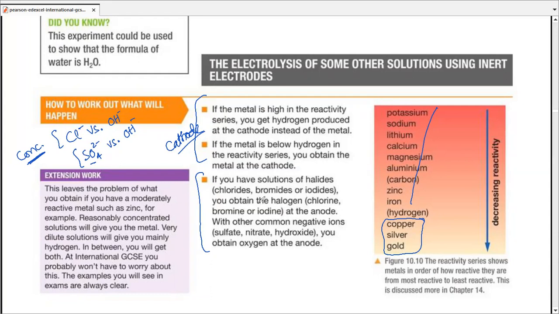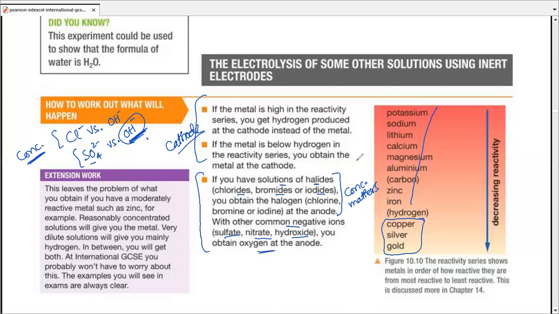So there is a hint. There is a big, great hint over here. If you're working with a solution of halides like chlorides, bromides, or iodides, concentration matters. If it's a concentrated solution, for chlorides you're going to get chlorine, bromides you're going to get bromine, iodides you're going to get iodine. But if you have a dilute solution, you're going to get oxygen. With other common negative ions like sulfate, nitrate, hydroxide, and others like soluble carbonates, phosphates, hydrogen carbonates, it is always hydroxide that wins, gets to the electrode, and produces oxygen.